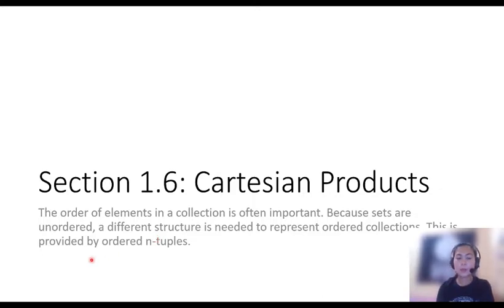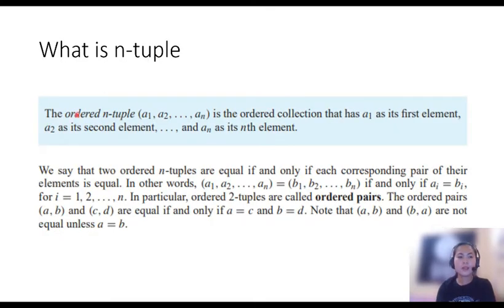These will be provided by the ordered n-tuples. So what is an n-tuple? The ordered n-tuple, with this notation, is the ordered collection that has a sub 1 as its first element, a sub 2 as its second element, and so on, and a sub n as its nth element. So again, an n-tuple is a method we can use to represent ordered elements.